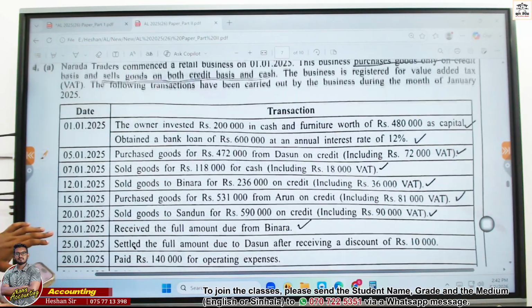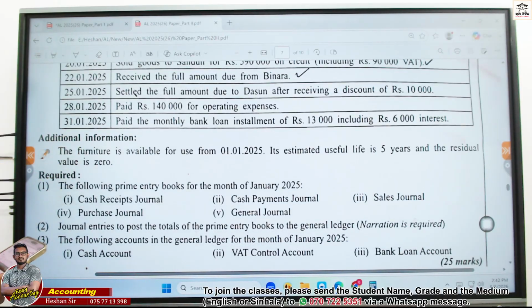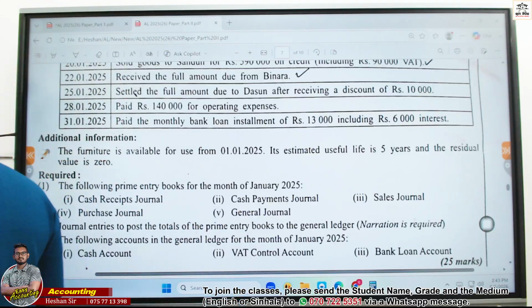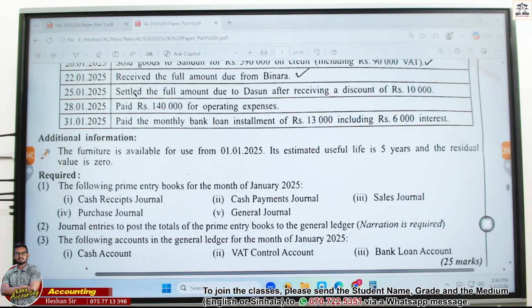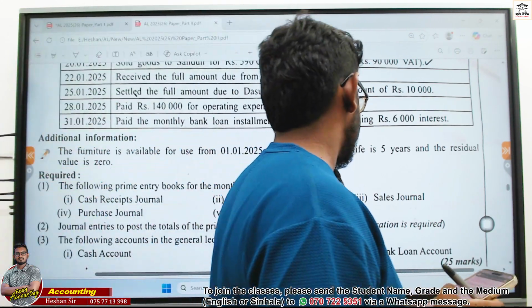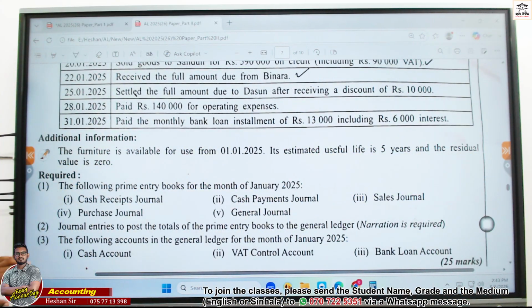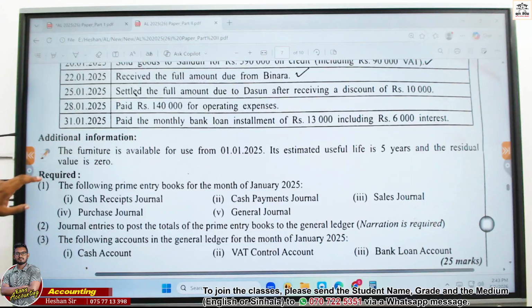Right. These are for the month of January, from the beginning date, it's available. Require the following primary books for the month of January 2005: cash receipt journal, cash payment journal. Then you can see sales journal, purchase journal. Then general journal. Journal entries to post the total of the primary books to the general ledger. Narration is required. The following accounts in the general ledger for the month of January. They are asking cash account, VAT account, bank loan.